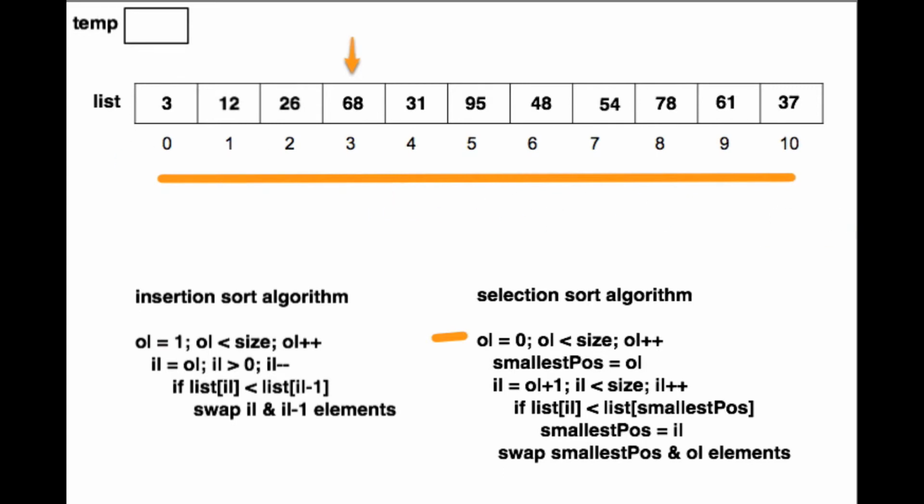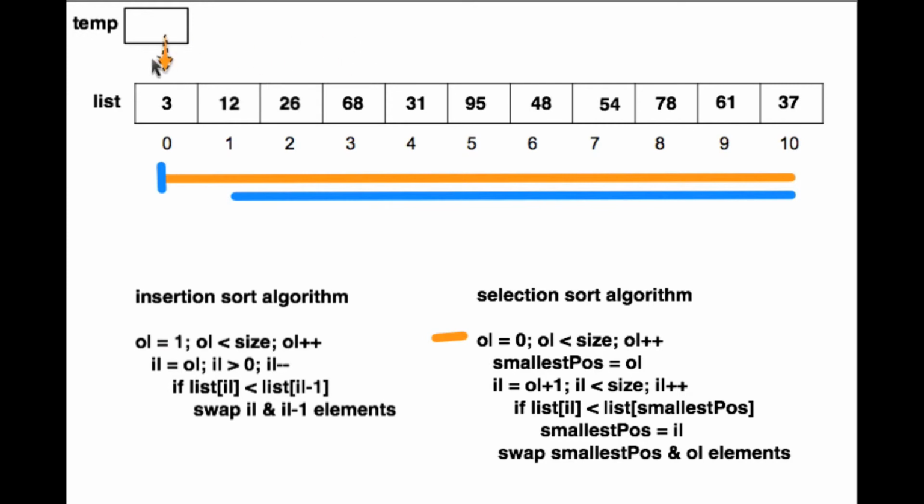And the inner loop will go from 1 greater than whatever the outer loop is up to. So the outer loop starts here, right? So the inner loop is going to go from here to here, checking each of the elements to see if they're smaller than the smallest, what's at the 0 position, or the index position that the smallest variable is pointing to.